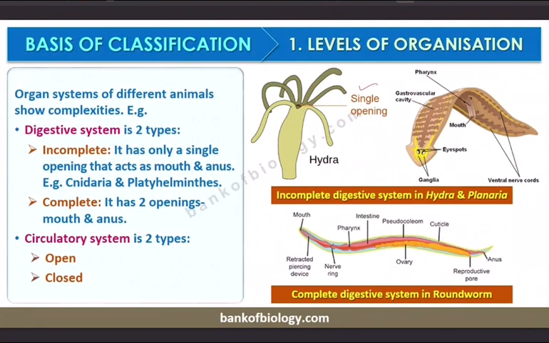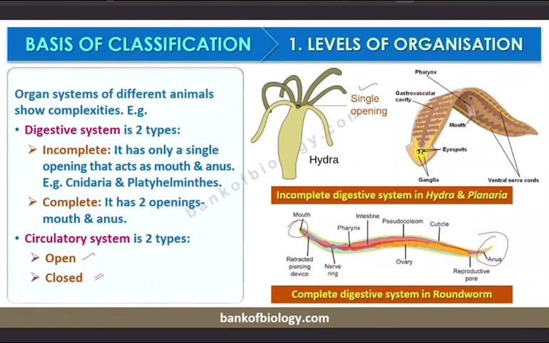And organ systems of different animals show complexities. Like the digestive system is of two types. Incomplete: it has only a single opening that acts as mouth and anus, like this in Hydra, for example Cnidaria and Platyhelminthes. Second, complete digestive system: it has two openings, mouth and anus. So we have the anterior mouth and posterior anus.